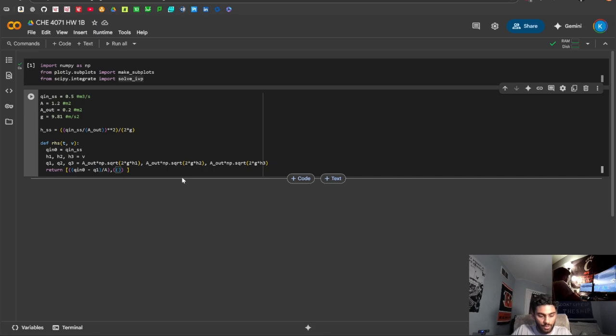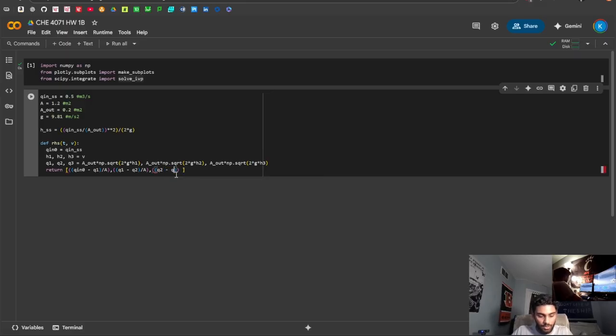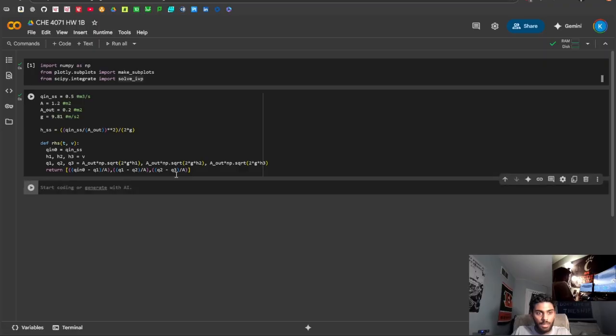And we'll do the same thing for the second tank. Our inlet, or our flow rate in, is equal to Q1. Flow rate out is equal to Q2. And same thing, we're going to divide that by the cross-sectional area. And one last time, we'll do the same thing for tank 3. So Q2 minus Q3 divided by the cross-sectional area. Now we should have successfully defined our function for the right-hand side to be able to solve it in solve IVP.